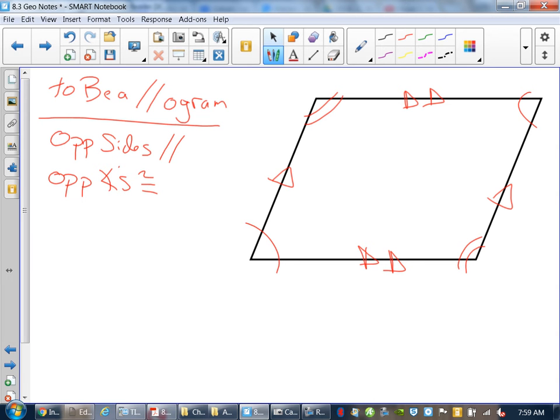We have that. What else? Consecutive angles are supplementary. Very good. Consecutive angles are supplementary. That just means they add up to equal how much?